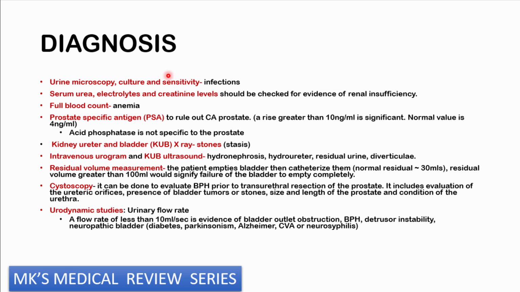So the patient is going to empty the bladder, then you catheterize them, and normally the residual urine should be around 30 mils. So if the residual urine is actually greater than 100 mils, that would be a significant failure of the bladder to completely empty.